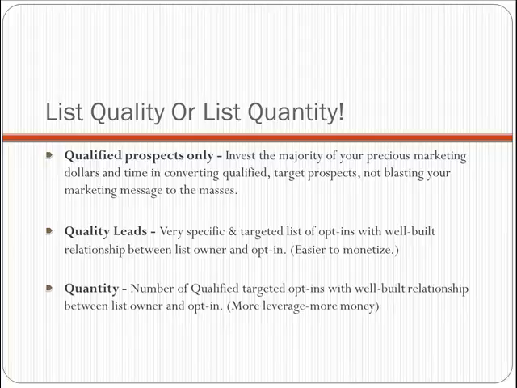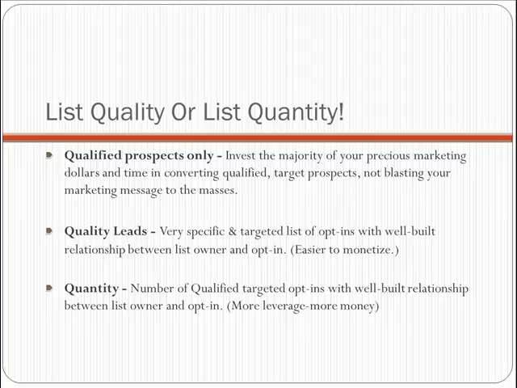Now, it's also great to have quantity, as we were discussing earlier. But what you want is a number of qualified targeted opt-ins with well-built relationships between list owner and opt-in, just like we were talking about. You have more leverage and more money. Now, the reason I say this is the quantity: the more targeted leads that you have on your list, the more targeted buyers that you have, you're going to have more leverage.